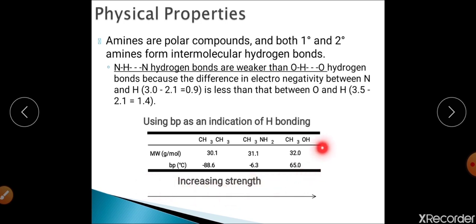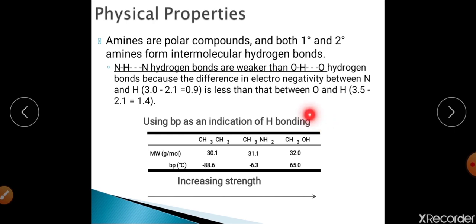This is another list where you can compare the boiling point of the primary amine with this particular alkane and alcohol. You can see clearly that alcohol still has a high boiling point in comparison to amines, and amines have a high boiling point in comparison to hydrocarbons.